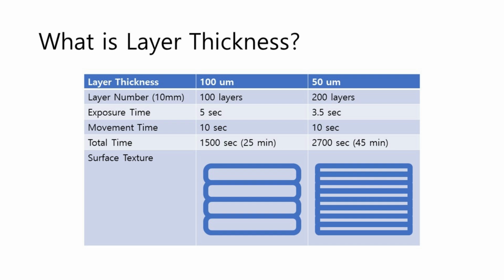Since the thickness is halved, you would think that the irradiation time is also halved, 2.5 seconds, but around 60 to 70% is typical. So let's say 3.5 seconds. The plate movement time remains unchanged at 10 seconds. The total output time is expected to be around 45 minutes, an 80% increase. Thinning the output thickness increases the time, but the main benefit is the improved surface texture.